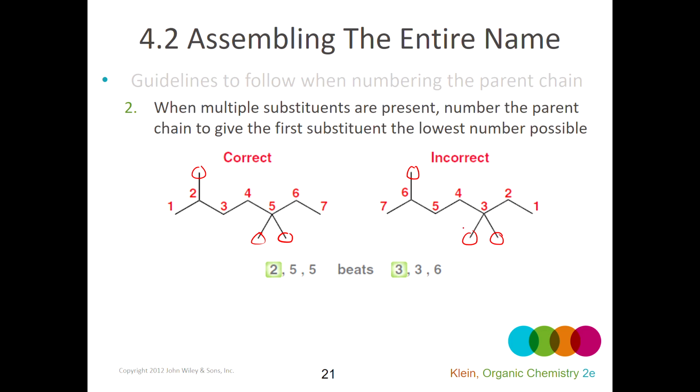So which is better? Well, I don't care about the sum of the numbers or the average of the numbers. I care about the first number. If I number from left to right, the first substituent I run into is on carbon 2. That's what matters. If I number from right to left, the first substituent I run into is on carbon 3. And so that's not correct. Whatever side gives me the lowest number for my first substituent, that's the correct numbering.